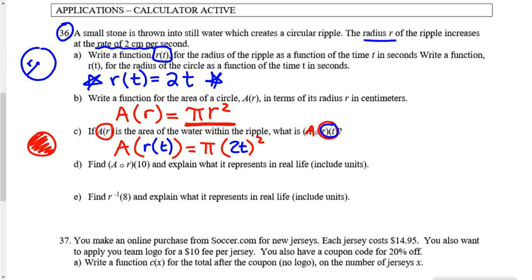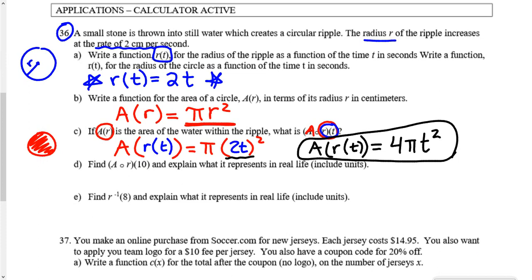That should probably be simplified a little bit. So I'm going to rewrite this as A of r of t. That's equal, if I square my 2t, 2 squared is 4. The pi still is a pi, and then I have t squared. So that's my area function based on the time.